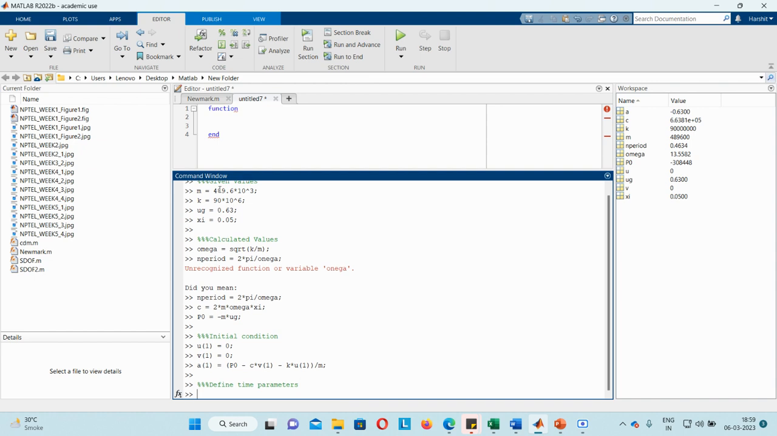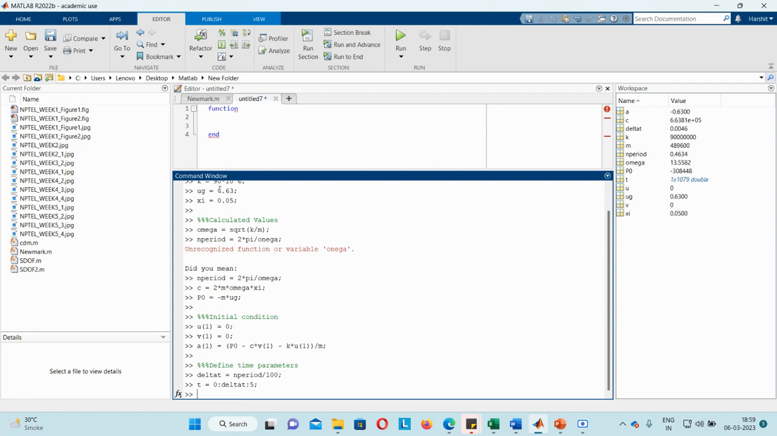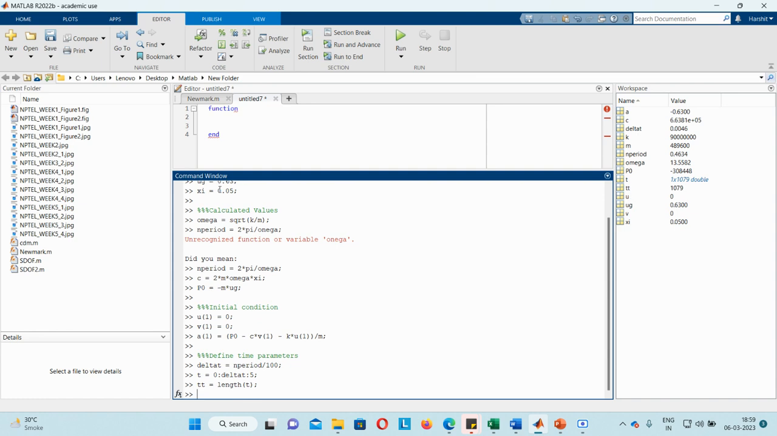So delta t will be the natural period by 100. So t will be 0 to 5 seconds in steps of delta t. For 5 seconds, you will observe the response. You can see we will have a total of 1079 points. And the length of this time array will be 1079. We need this value while creating loops, so we have defined it.